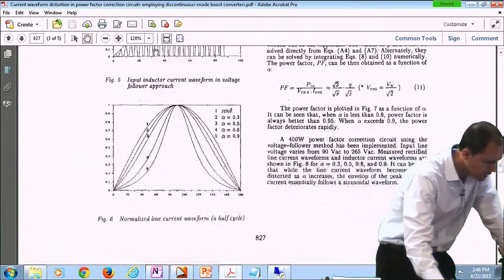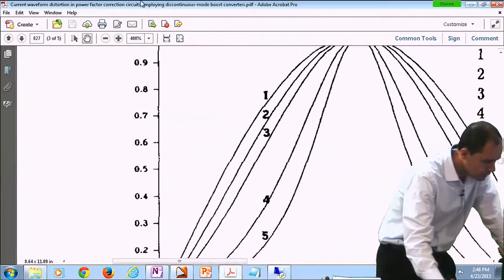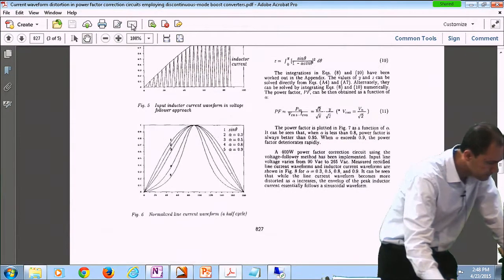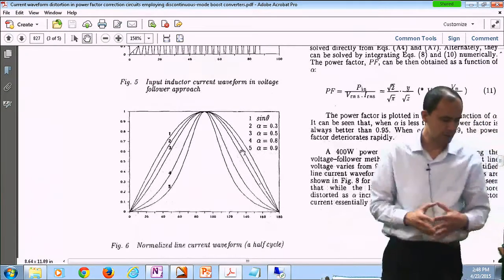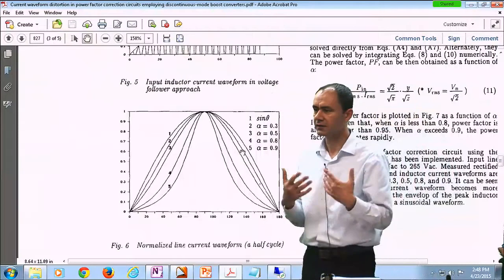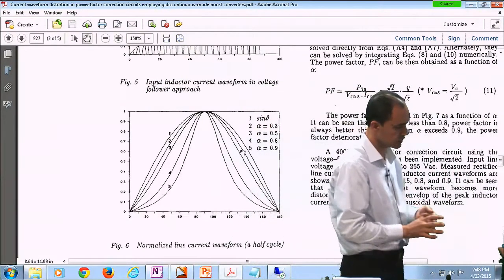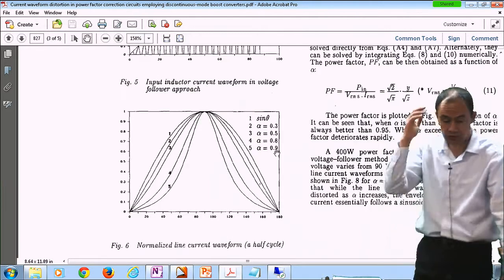So this is the chart that I was just trying to draw on the board. Depending on what the value of alpha is, remember alpha is determined by the value of the output voltage. Depending on what your output voltage is, you're looking at an average inductor current that, in case number 5, is kind of distorted. Alpha is 0.9. It's supposed to be smaller.